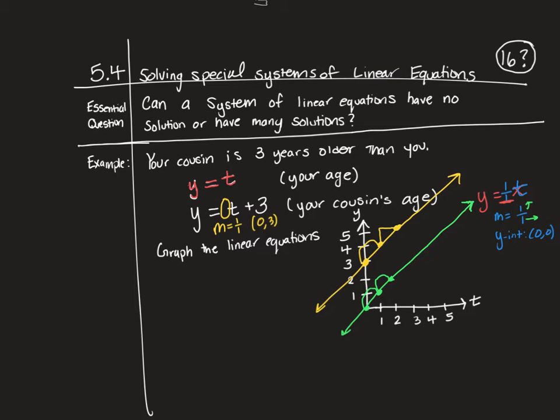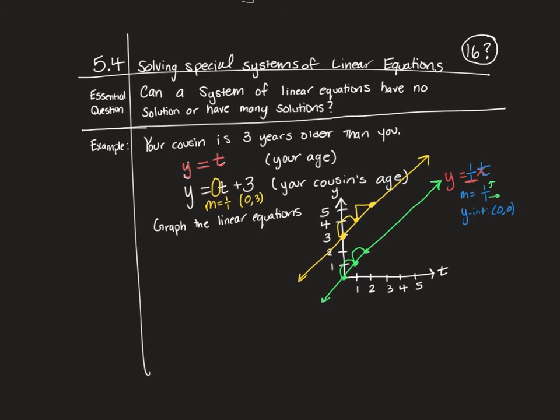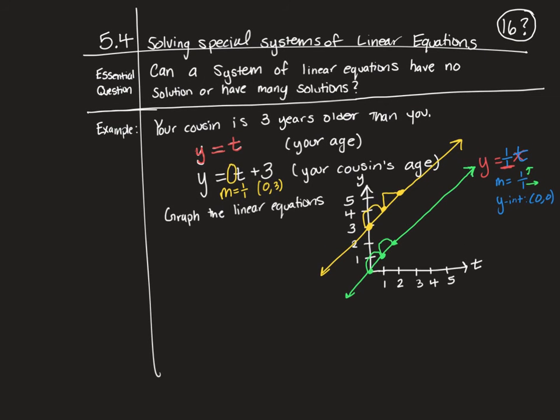So is there a solution? Is there a point in time when you're going to be the same age at the same time as your cousin? No, that's impossible. Realistically speaking, in the real world, that's impossible. And mathematically speaking, that's also impossible. y equals t and y equals t plus 3 are never going to intersect. So there is no solution.